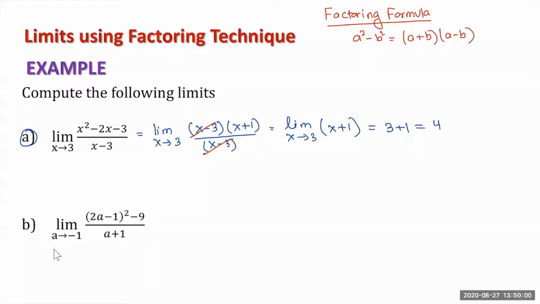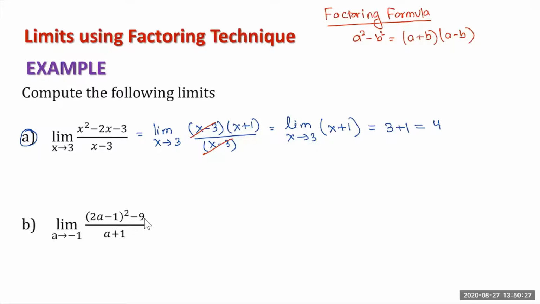Part B, we have to evaluate the limit as a approaches -1 of (2a minus 1) quantity squared minus 9, divided by a plus 1. If we try direct substitution here, if you plug in a equal to -1, this is -1 plus 1, which will be 0 in the denominator. So if we have 0 in the denominator, we cannot evaluate directly. So we have to use a different technique, and I'm going to use the factoring technique here.